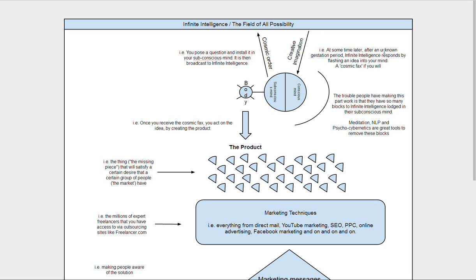So I'll put here, infinite intelligence responds by flashing an idea into your mind, a cosmic fax, if you will. So you'll be caught off guard one day, you'll be daydreaming, or you'll be drinking a cup of coffee, and boom, into your mind will pop an idea or the answer to the question you've been posing for a given amount of time. And I put here after an unknown gestation period, because we don't know how long it's going to take for an order to be fulfilled, right?